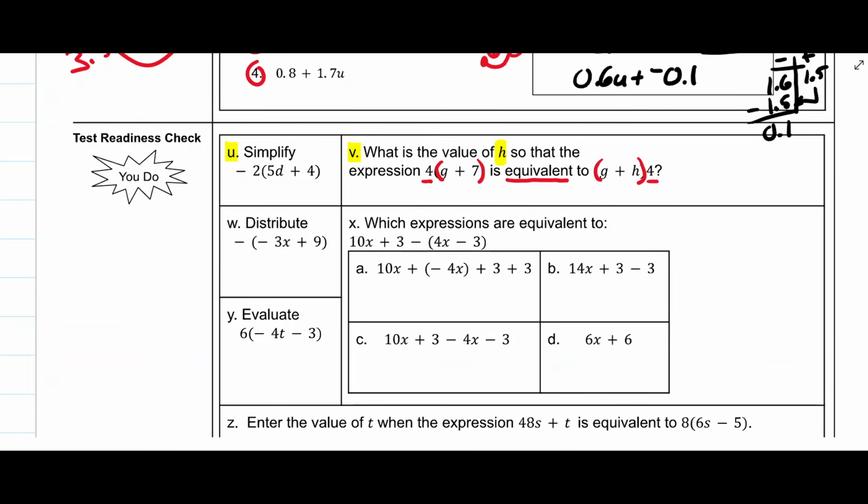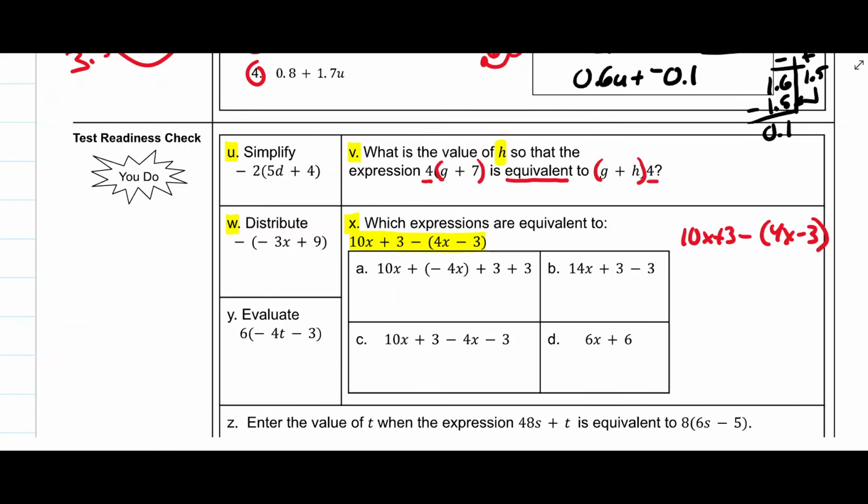Then you're going to move on to W, that's distribute. Watch out for this right here. You know to add a 1 right there. And then we'll move on to X, and that's which expressions are equivalent to this one right here. So move that one right over here. 10x plus 3 minus 4x minus 3. And make sure you do what we've learned about that identity property, and then do your additive inverses to both subtraction signs. And then you'll have to simplify A, B, C, and D to see which ones are equivalent.